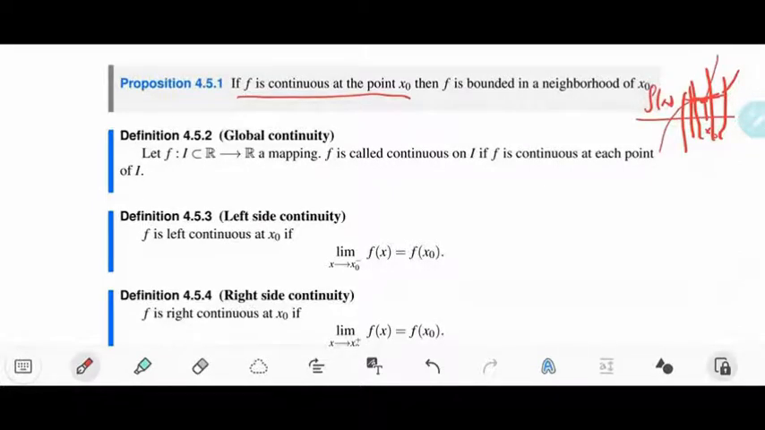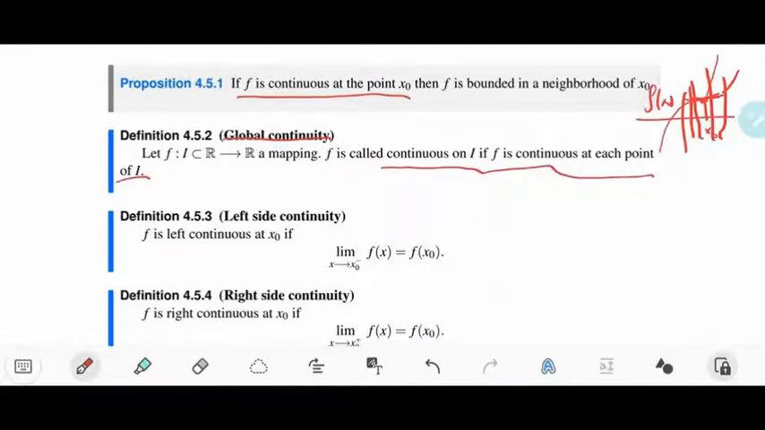So it's bounded in a neighborhood of x0. There exists a neighborhood where the function is bounded. Now if it's continuous at any point of the domain, it means that the function is globally continuous, and we say that it's continuous on I if it's continuous at each point of I.